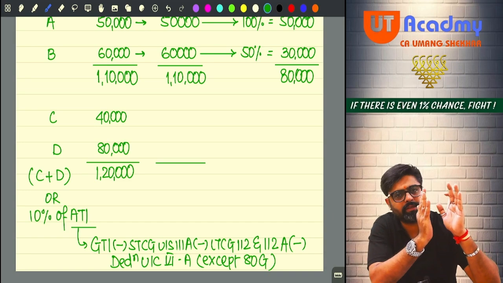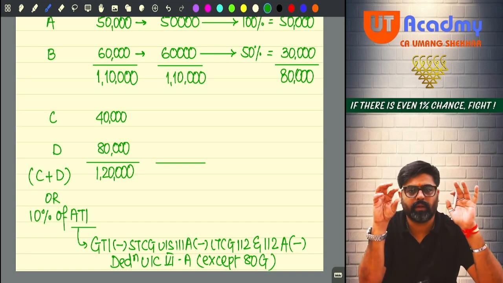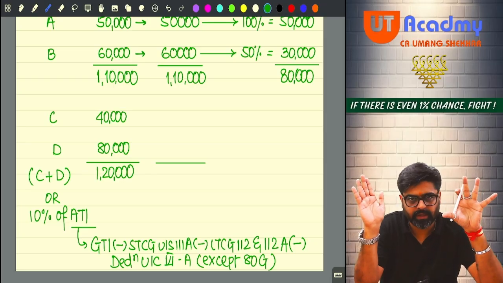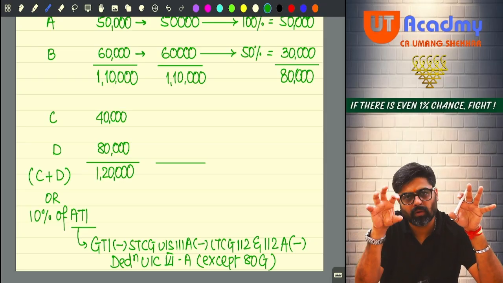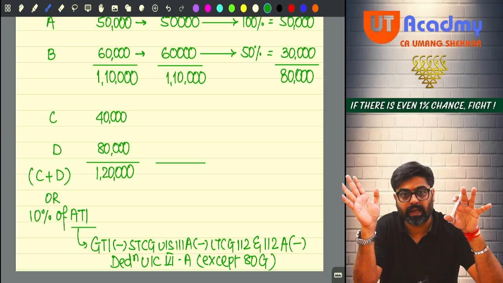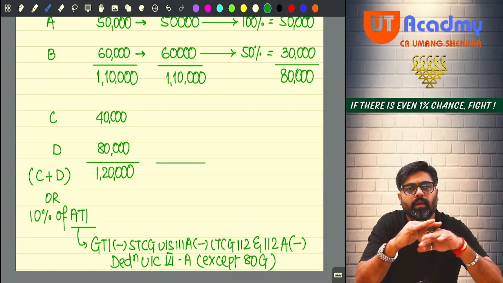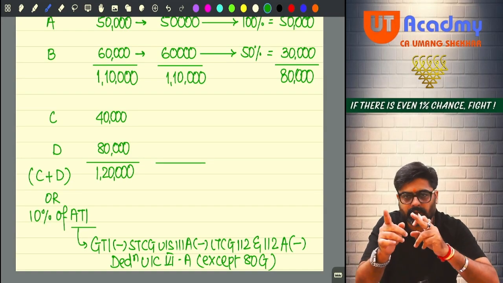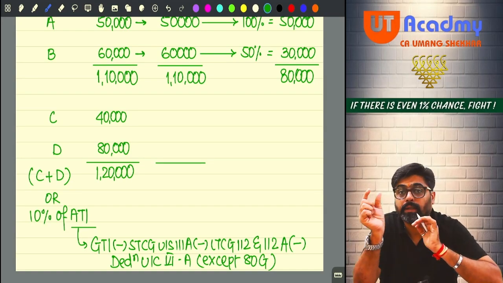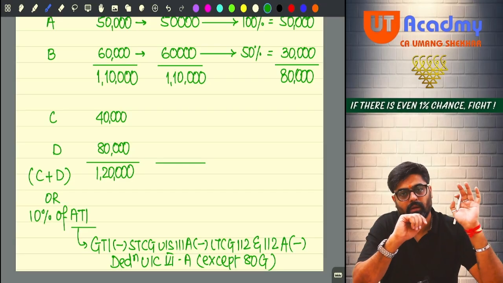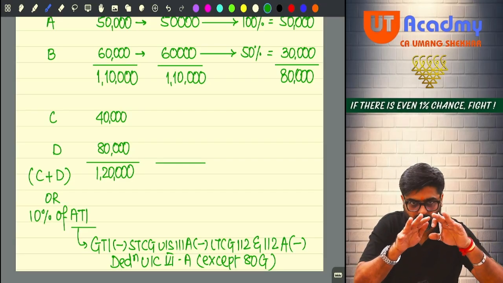So first calculate your GTI. From that GTI, whatever short term gain 111 is there, eliminate. In your GTI, if there is long term gain 112 or 112A, that also you eliminate. And also eliminate chapter 6A deductions except ATG. Whatever amount remains will be your adjusted total income. 10% of that you are supposed to consider. Remember, adjusted total income has to be calculated like this.